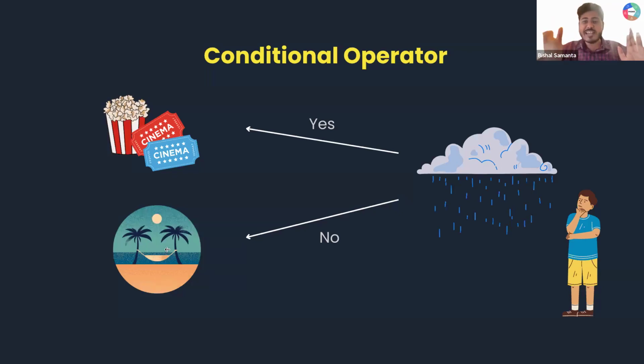Exactly. So if there is raining or not, right? If rain status is true, then I'll be watching a movie. But if rain status is false, that means there is no raining, then I'll take my car and go outside to the beach. So that's a real world example of a conditional statement. Are you all able to understand?